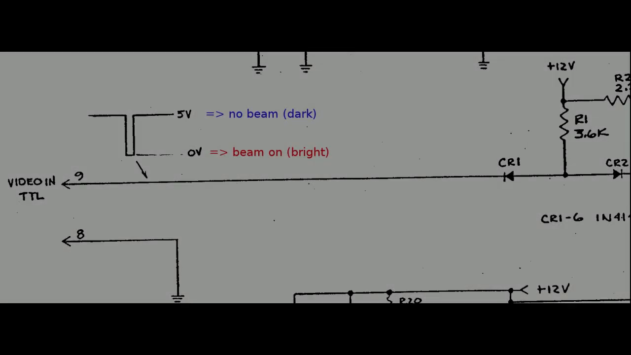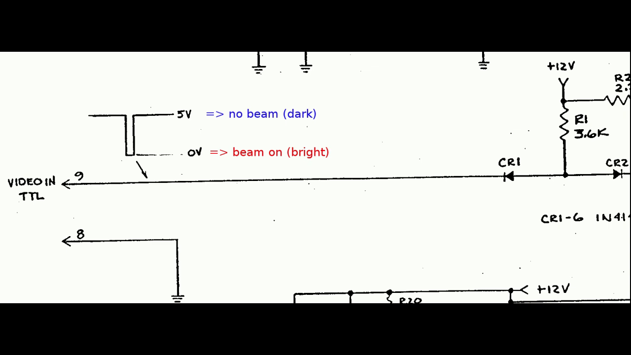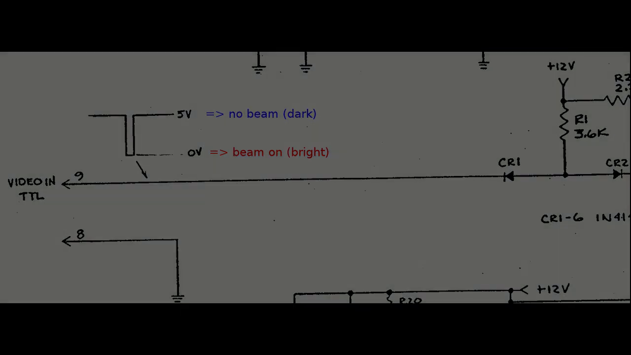The last signal needed for the monitor operation is the intensity modulation. Since, as we said, we have only digital levels, the beam can only be fully on when the drive signal goes low or fully extinguished when the drive goes high.